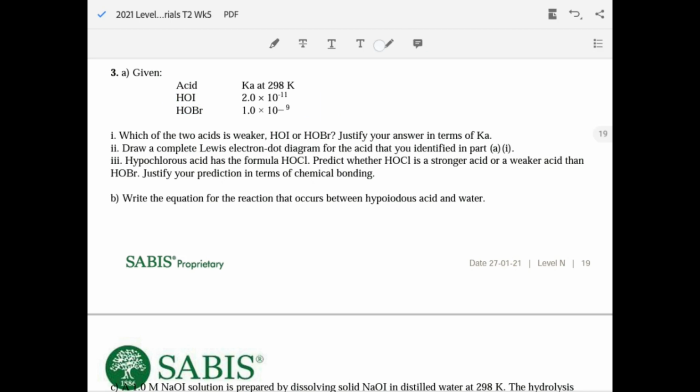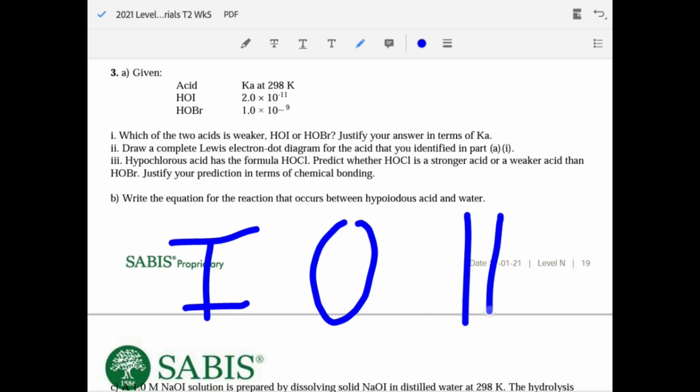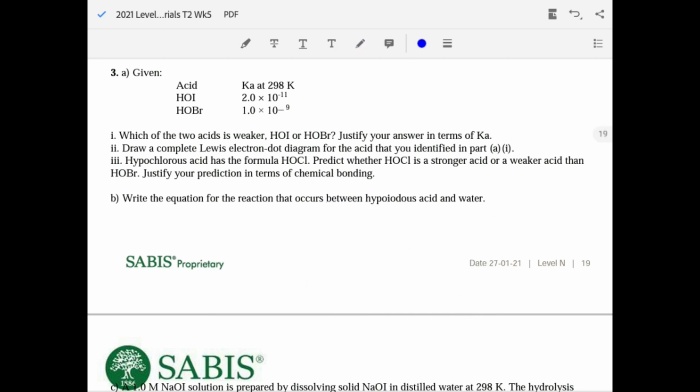Draw a complete Lewis electron dot diagram, so it's just HOI, sorry. So I, O, H. H has a bond here, and there's a bond here. O has two lone pairs of electrons, and H has only two electrons in the stable form, and both of them are in the bond. I bonded has a full octet. Octet has 8 electrons. So this bond is representing 2, so you need another 2, another 2, and another 2. That's it for the Lewis electron dot.